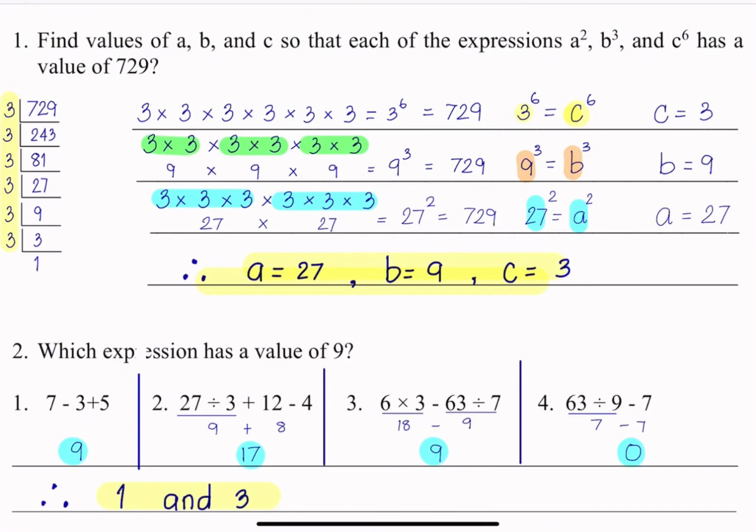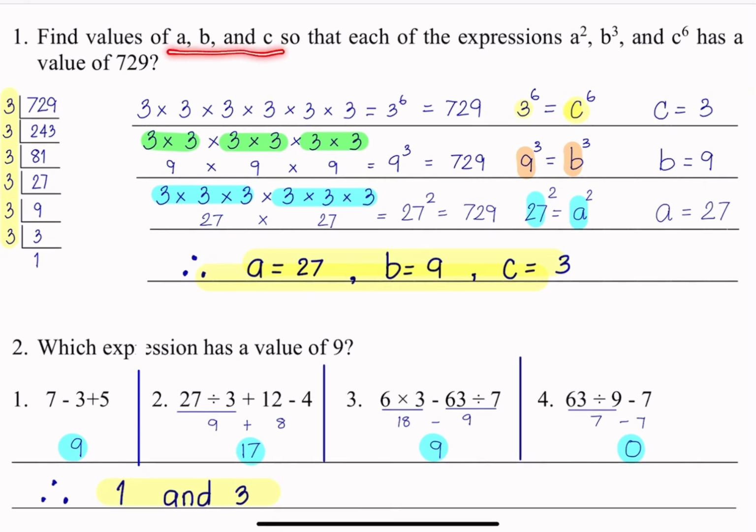Question number 1. Find values of a, b, and c so that each of the expressions a squared, b cubed, and c to the power of 6 has a value of 729, meaning a squared is equal to 729, b cubed is also equal to 729, and c to the power of 6 is also 729.